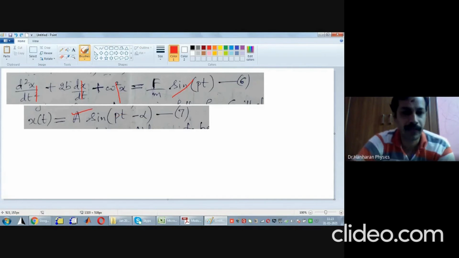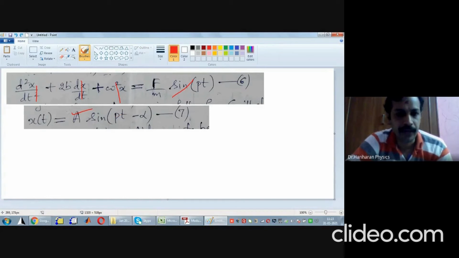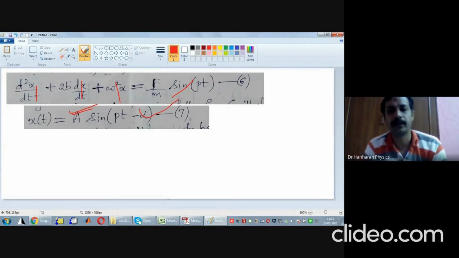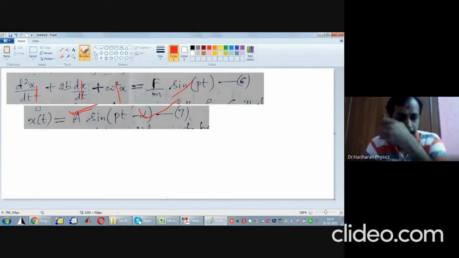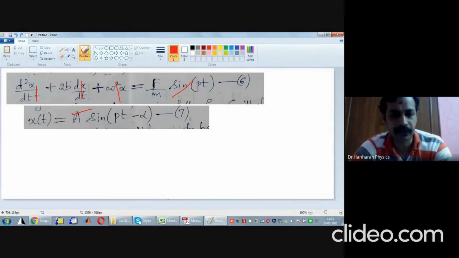So x of t is equal to a into sine of pt minus alpha, where a and alpha are the new constants that have to be determined based on certain initial conditions. Okay, what is a? a is the amplitude of the resultant motion, alpha is the phase lag. Okay, so again the same things. What are those? Look here.